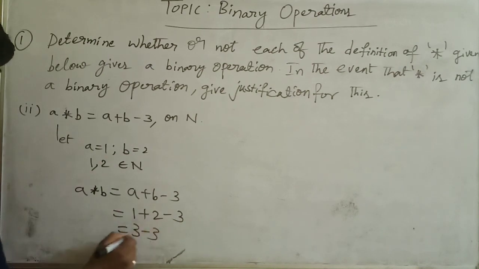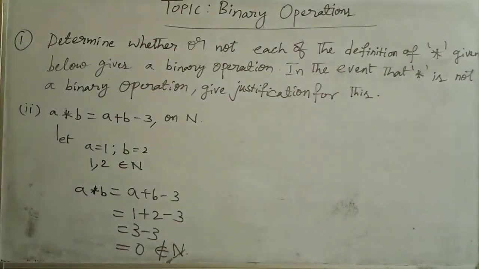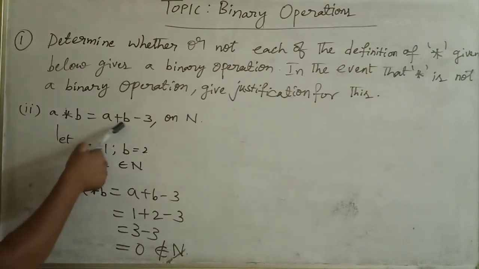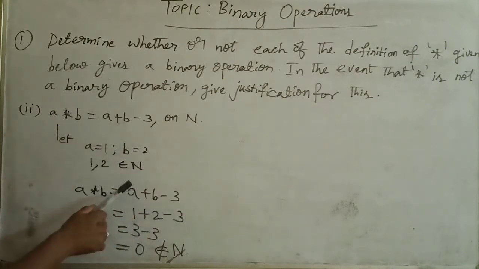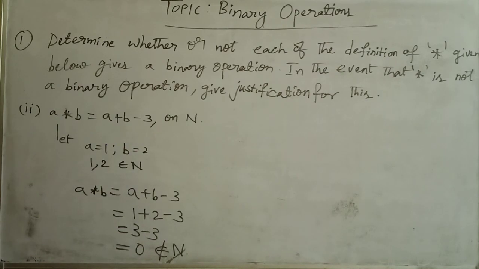3 minus 3, what do you get? 0. And this 0 does not belong to the natural numbers. So observe here carefully. A is equal to 1, B is equal to 2, and 1, 2 belong to natural numbers. A star B means what, do you know? A plus B minus 3. So A is taken as 1, B is taken as 2, then 1 plus 2 is 3, 3 minus 3 is equal to 0. 0 does not belong to the natural numbers.